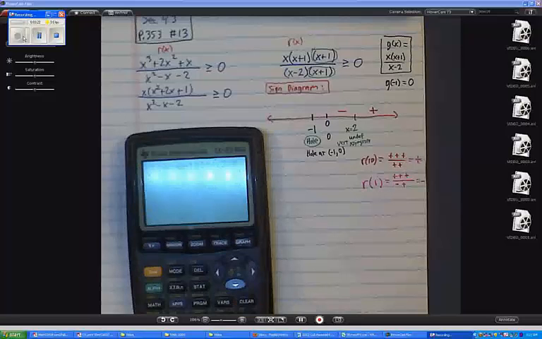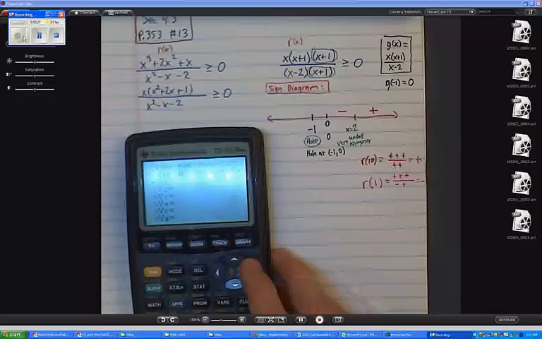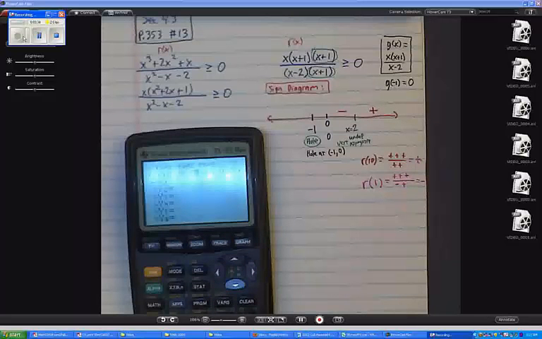Y equals, and what's the problem? X squared, no, x cubed. How do I type that, guys? Oh, you did not do it in the y equals? I'm going to do it in the y equals. It's even better. X cubed plus 2x squared plus x, close parentheses.